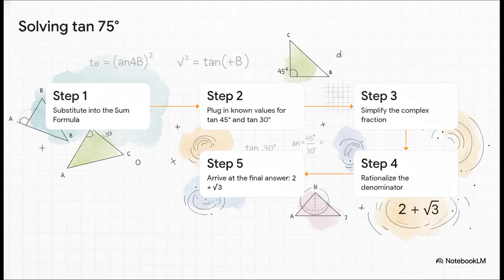Now we just have to apply the sum formula. Easy enough. We substitute tan of 45 degrees, which is just 1, and tan of 30 degrees, which is the square root of 3 over 3. Now the rest is just being careful with your algebra. We simplify that complex fraction, and then we rationalize the denominator, which is just a fancy way of saying we multiply the top and bottom by the conjugate to get that square root out of the denominator. And once we do that, bam, we get our clean final answer. 2 plus the square root of 3.